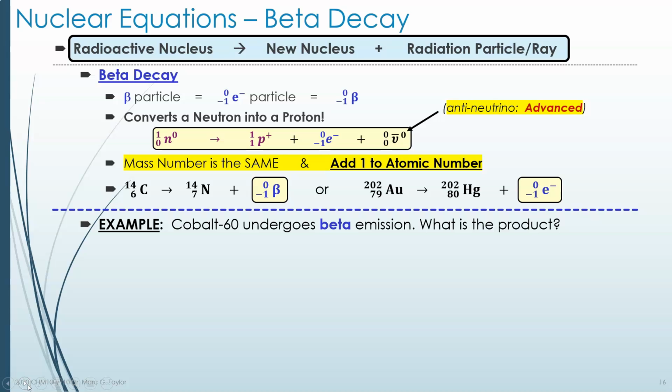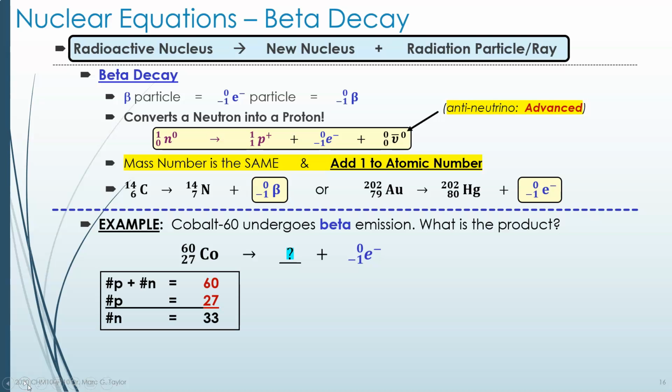So here's an example of a typical beta emission problem. Cobalt-60 undergoes a beta emission. What is the product? Well, start writing what you know. You know that you're starting with cobalt-60. You look up on a periodic table that cobalt has an atomic number of 27. So you have your two starting numbers, 60 and 27. You know a beta particle has the two numbers 0 and -1. And now your job is to just make sure the sum of the top numbers on the left equals the sum of the top numbers on the right, and the sum of the bottom numbers on the left equals the sum of the bottom numbers on the right. And it's as simple as that.